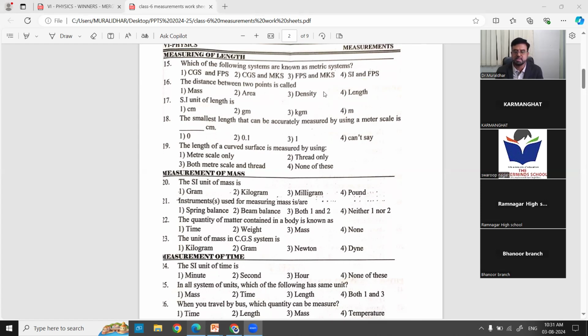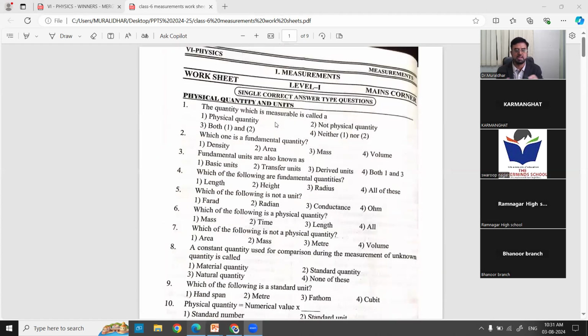Okay. So these are multiple choice questions with different levels, right? Level 1, level 2, level 3, level 4. What is the basis of the level? The standard. Some simple questions are given in level 1, little tough questions in level 2, and more tough questions in level 3, on the same topic. The topic is the same as what we discussed. It may be physical quantities, or measurement of length, or measurement of mass.